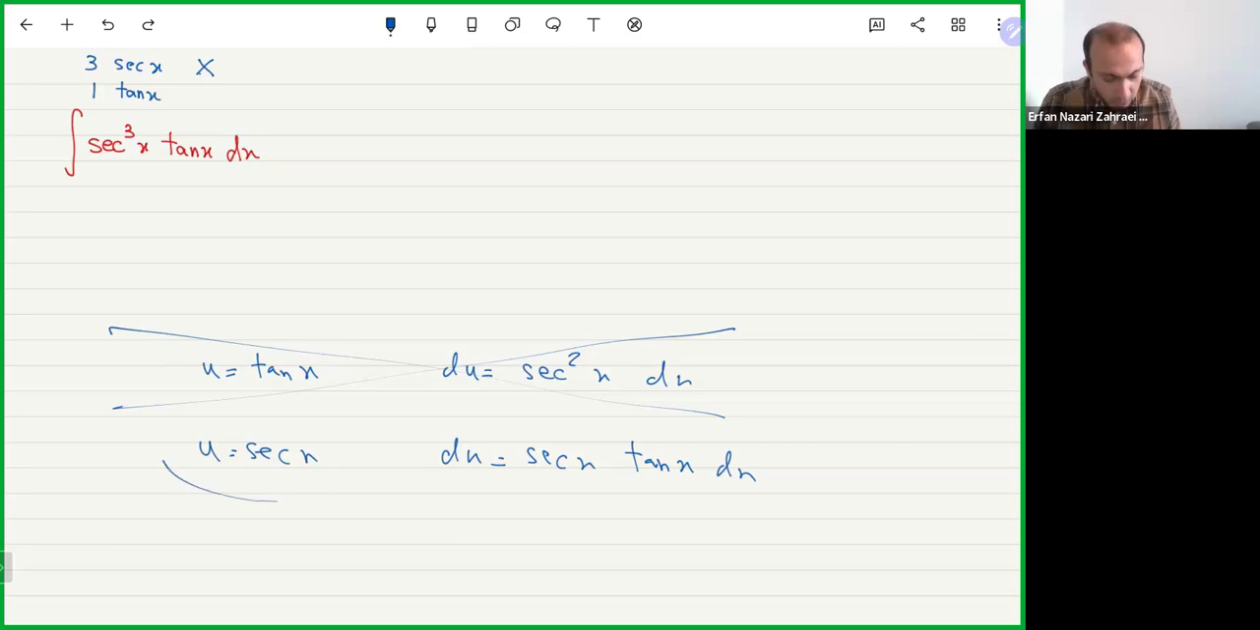How about this? If you want to use u equals secant, u itself is good. I can easily replace any secant in terms of u substitution. But the problem is converting the other term, tangent, to secant. So I'm only interested in this term. This is an odd number of tangent. So in my integral also, an odd number of tangent is good for me. How many tangent do I have? One tangent. That's good. One is odd. So I can use this substitution.